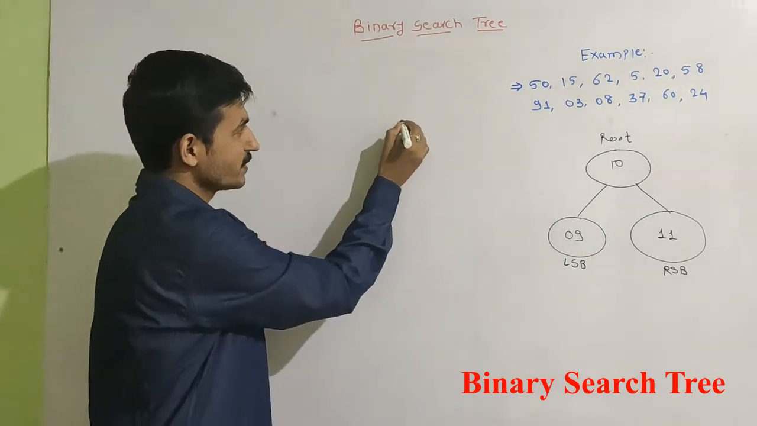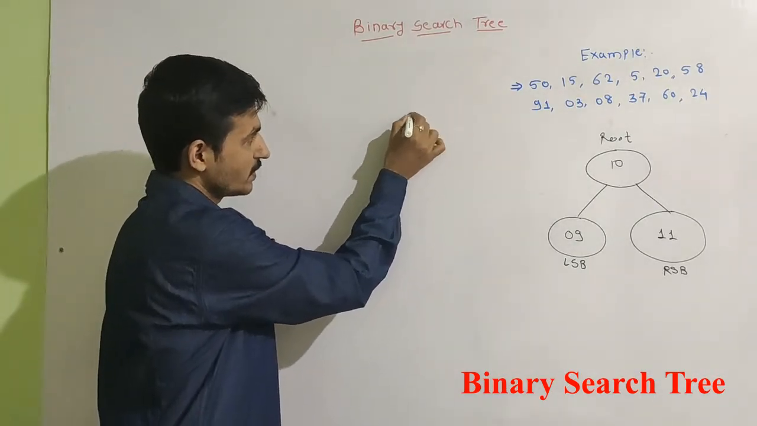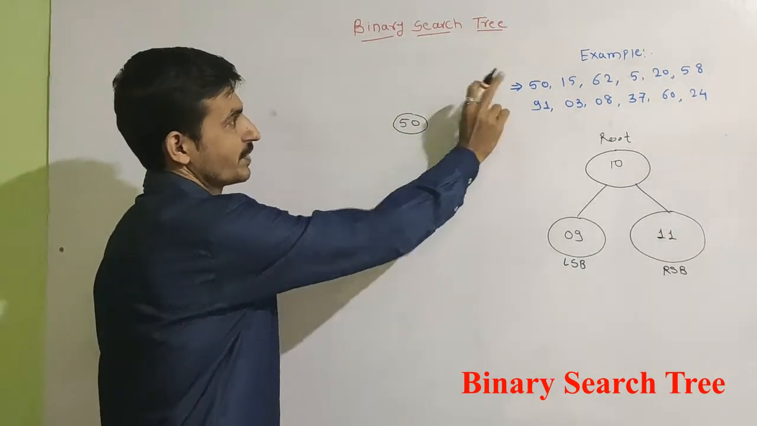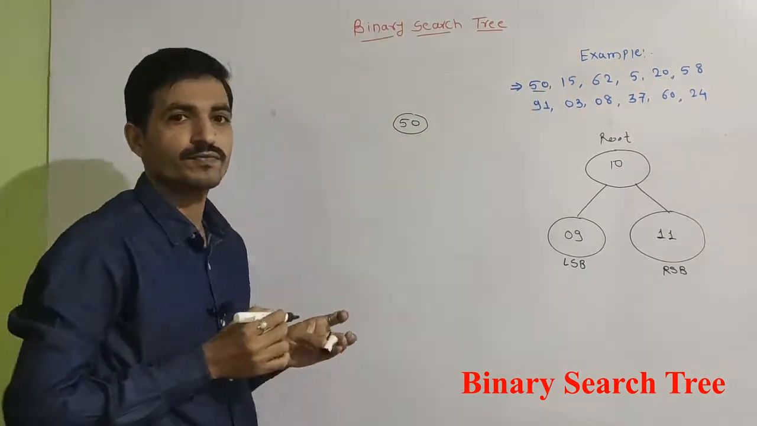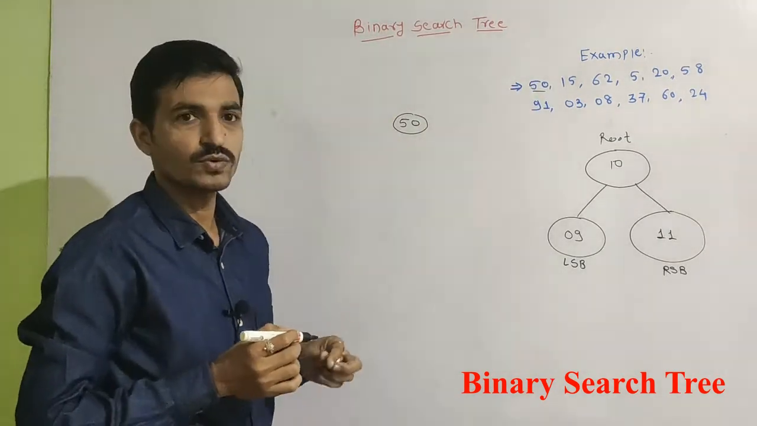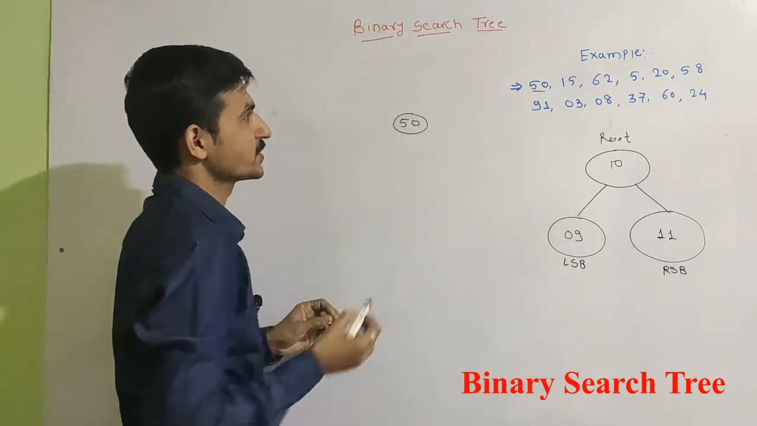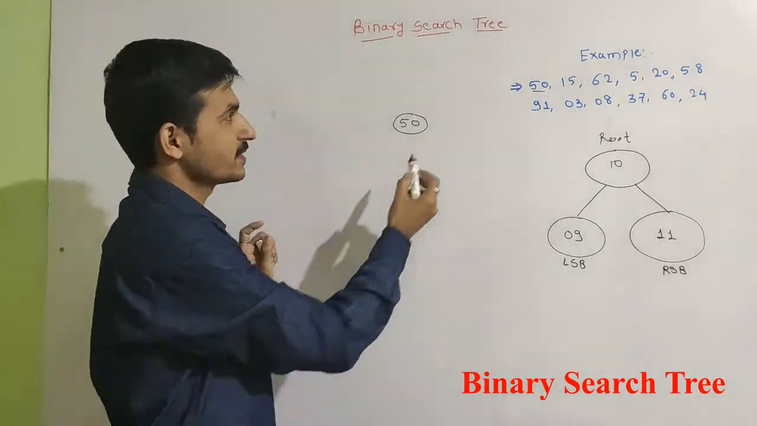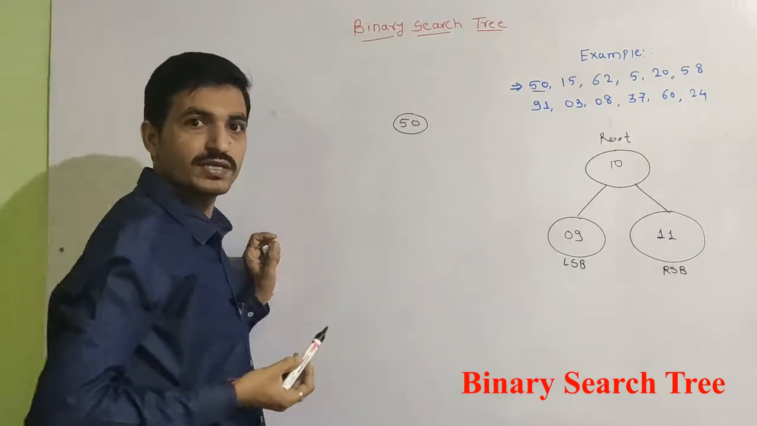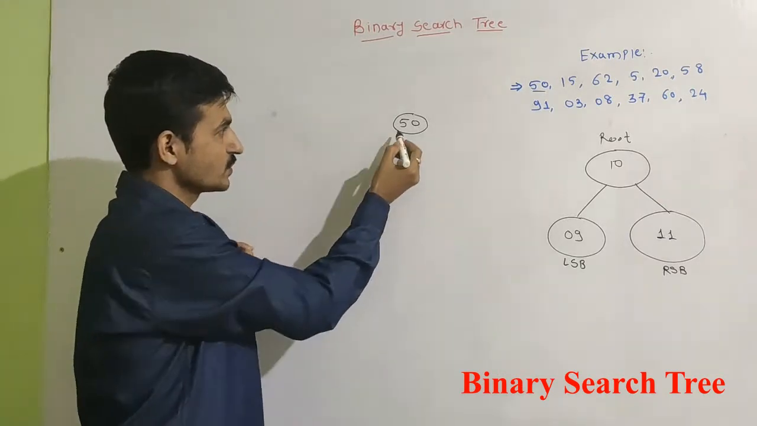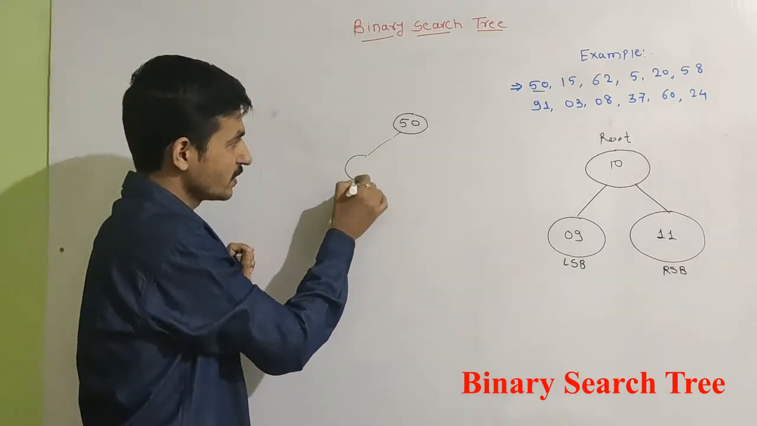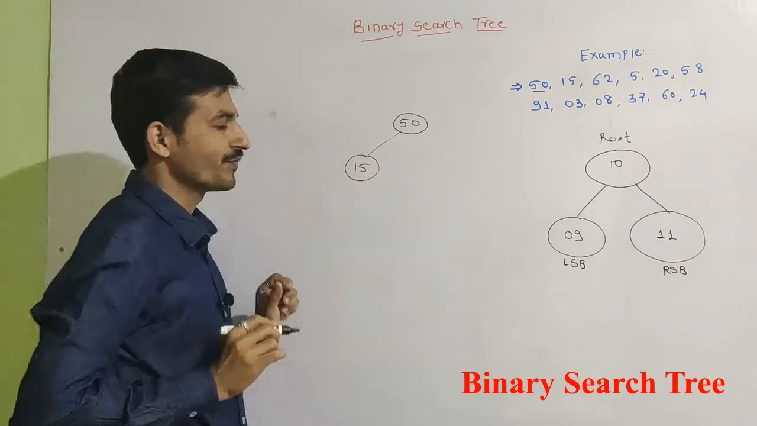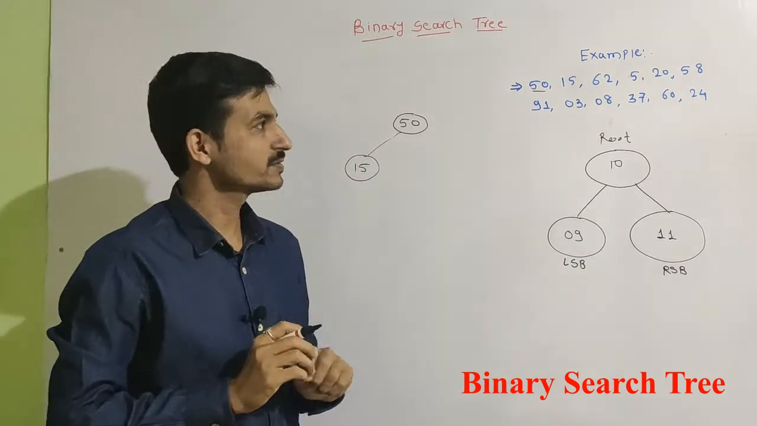So first we'll take the element 50, which is the root. The first element is the root for this binary search tree. Then we'll add the next element which is 15. 15 is less than 50, so it will be in the left sub branch. So 15 will be added in the left sub branch.